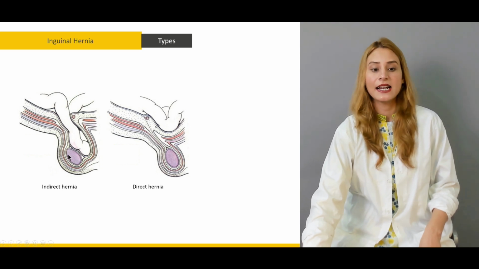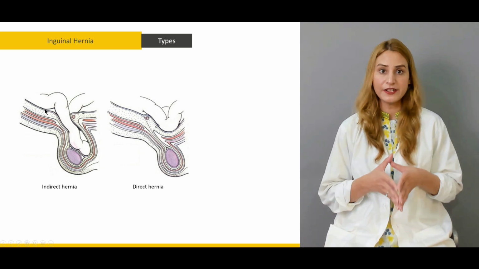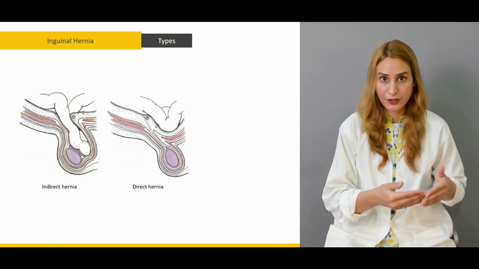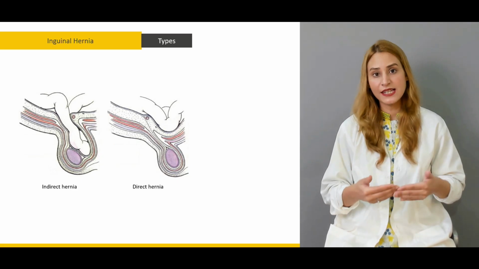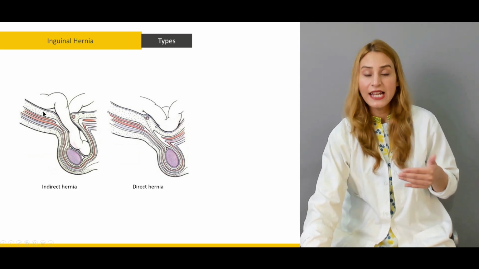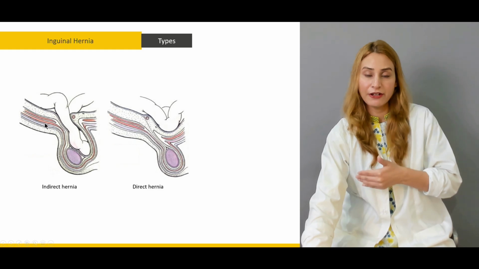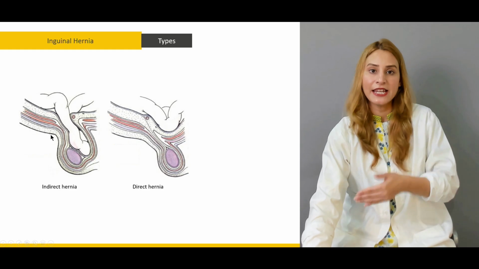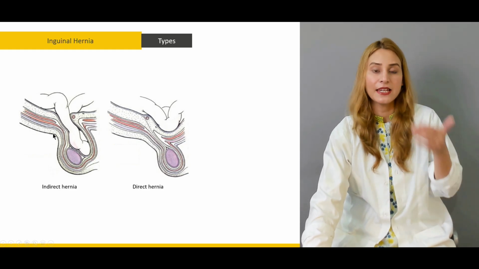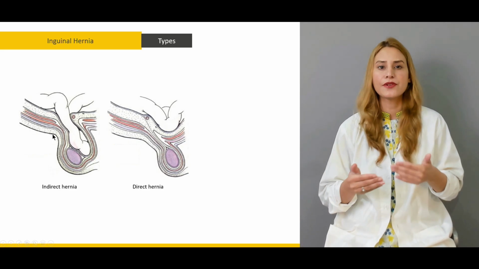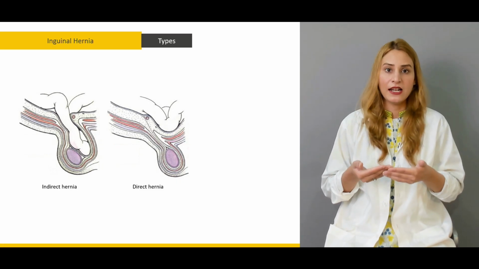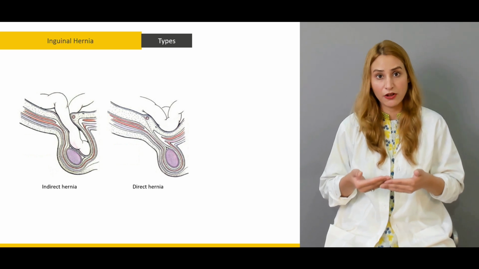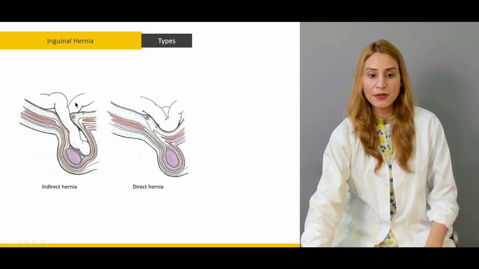For that you should know the landmarks, and the landmarks are the anterior superior iliac spine and the pubic tubercle. You can see that the deep inguinal ring lies midway between the anterior superior iliac spine and the pubic tubercle, just 2 to 3 centimeters above the inguinal ligament, and above and lateral to the femoral artery. So that's the deep inguinal ring.